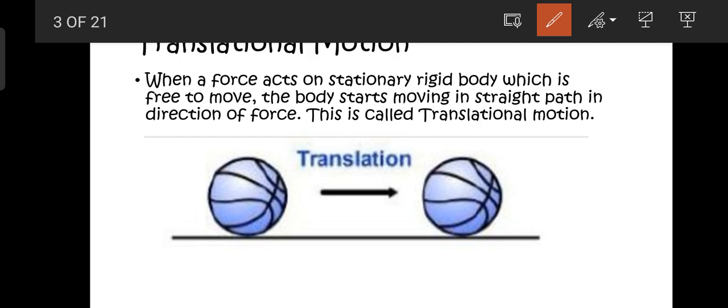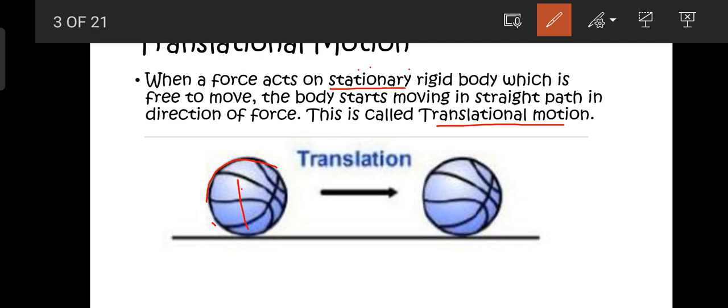Translational motion. Okay, translation motion. When a force acts on a stationary rigid object which is free to move, the body starts moving in a straight path in direction of force. This is called translation motion. Okay, when this is a stationary rigid body. Okay, stationary means still. Okay, at rest, still.